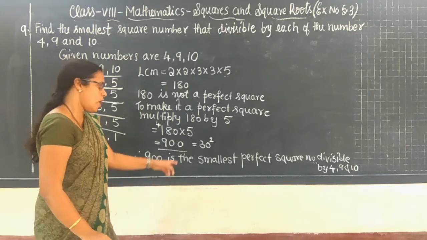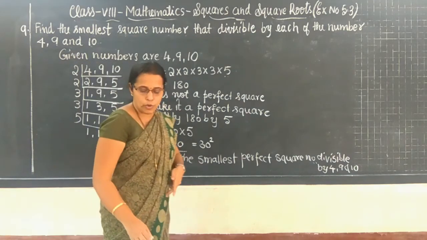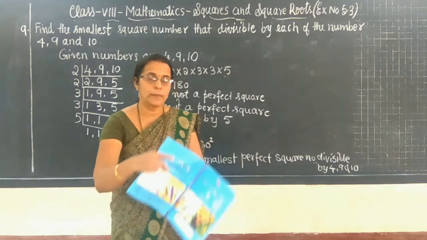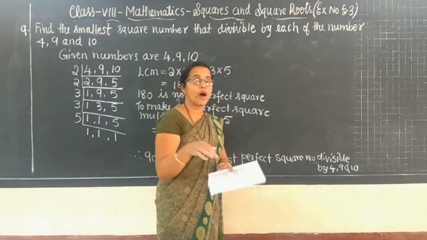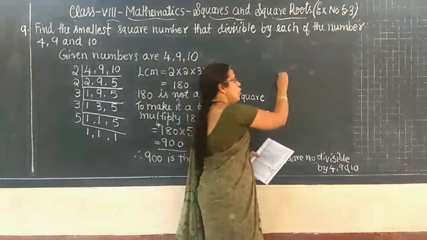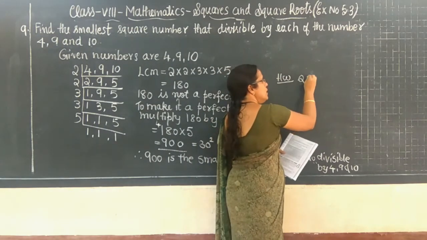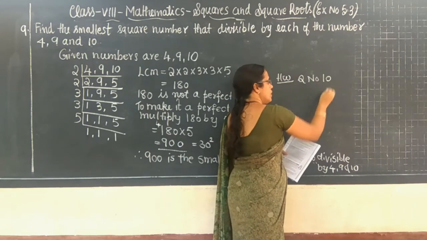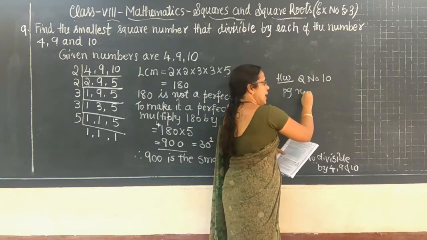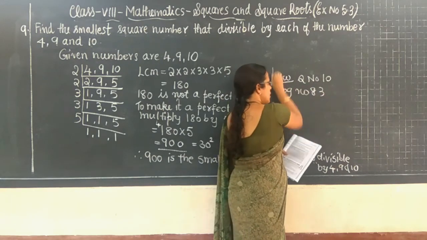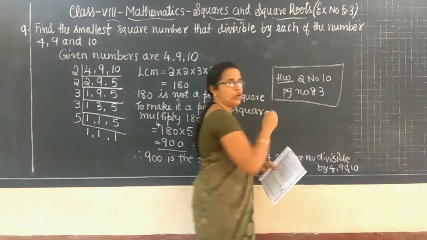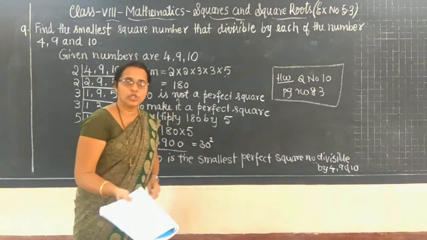Is it okay? After understanding this, one more problem is there. Question number 10 is homework. You have to do this. Homework: question number 10, page number 83. The same type of question is there that you have to do.